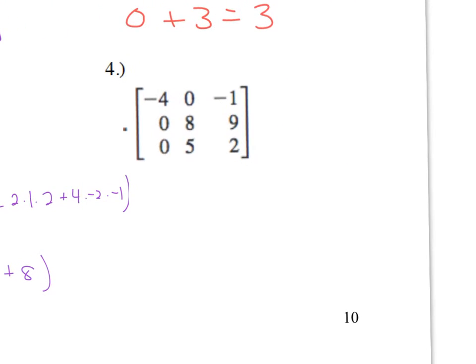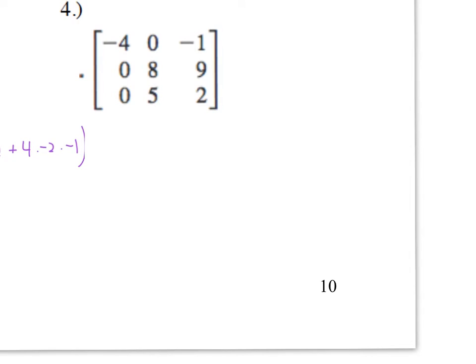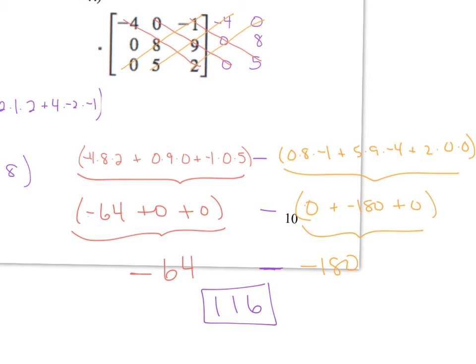Go ahead and try number 4. Again, when you come back, I'll have the answer down below. Okay, so here I ended up with a determinant of 116, and you can see my work. I tried to color code it. In red was your main diagonal, and in orange was the other diagonals, and then I subtracted those. I get 116.